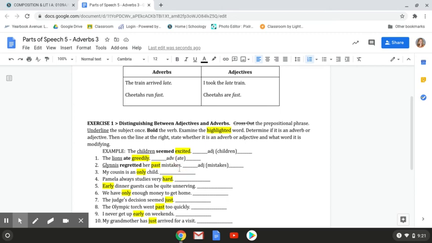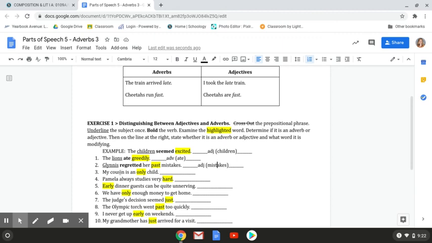2, Glenna regretted her past mistakes. Sorry, Glennis. Glennis is my subject. Regretted is my verb. Past. What is past modifying? Past what? Ooh, mistakes. Ask yourself, is mistakes a noun or a verb? Mistakes is a noun because it's a thing. So past is modifying a noun, therefore it is an adjective modifying mistakes.